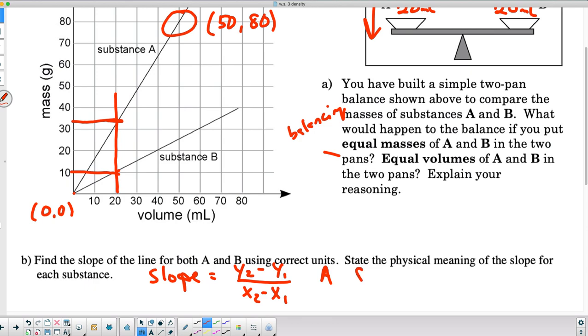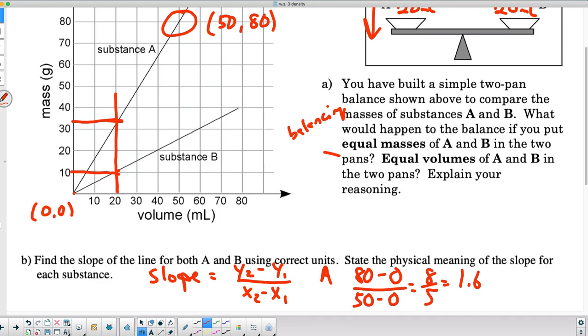So I do 80 minus 0, because I'm using that, you guys have got this already. And then 50 minus 0, which means I get 8 over 5. 80 minus 0 is 80, 50 minus 0 is 50, and cancel the zeros. So whatever that is, I'll tell you exactly what it is. I think it's 1.6. That's for A.